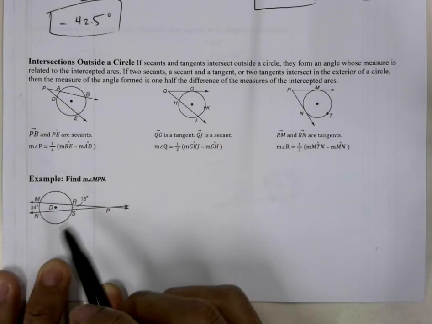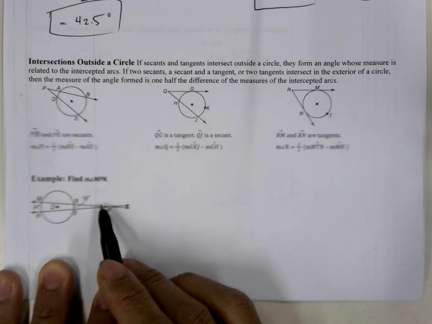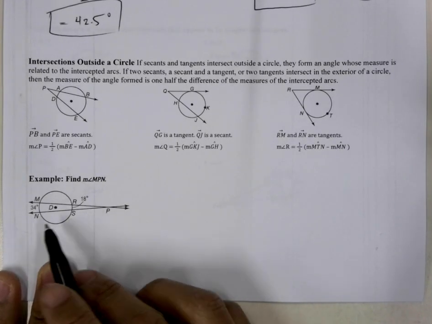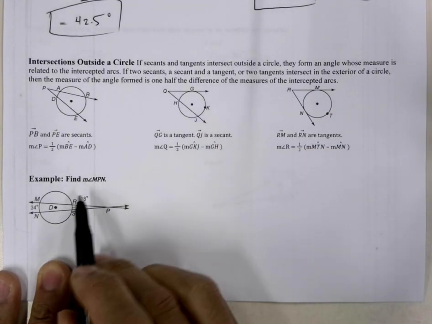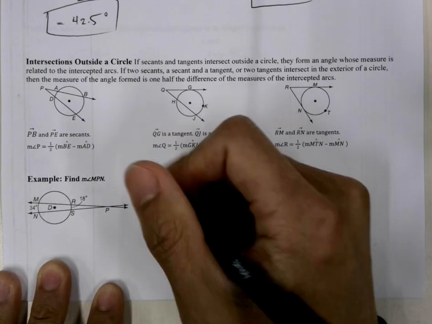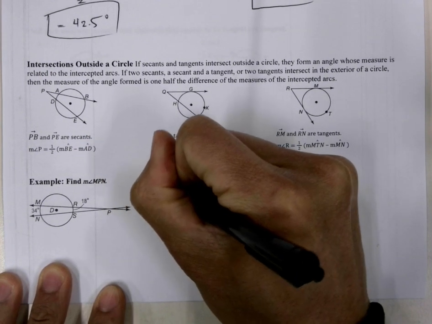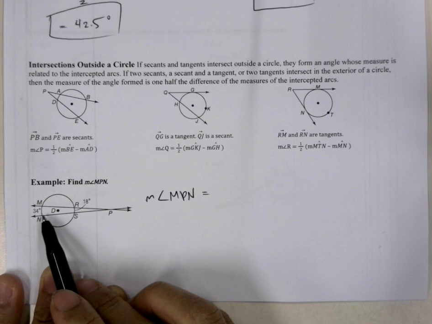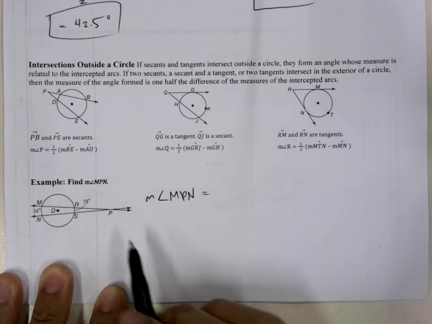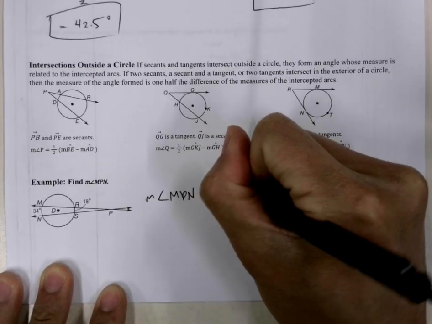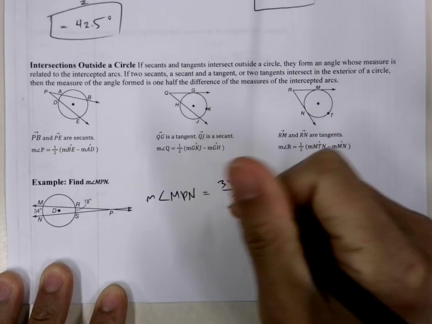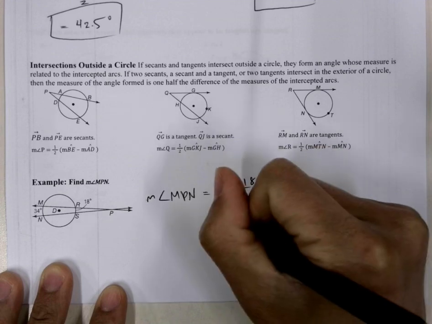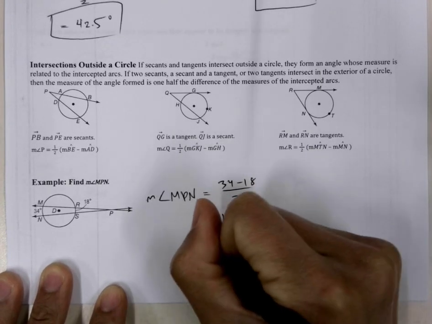So then over here we have this example. We have the two secants intersecting at point P. And so we know we want to find the angle measure of MPN. So the measure of angle MPN is going to equal, remember, the bigger arc minus the smaller arc divided by 2. So it's going to be 34 minus 18 divided by 2. So that's going to be 16 divided by 2, which is going to be 8.